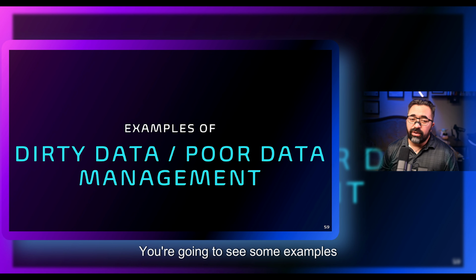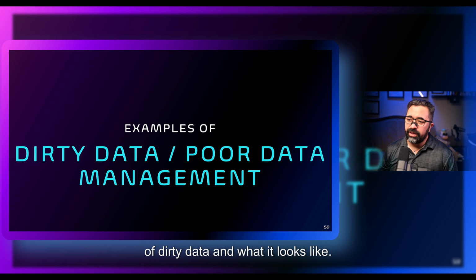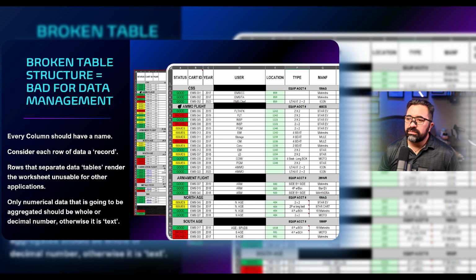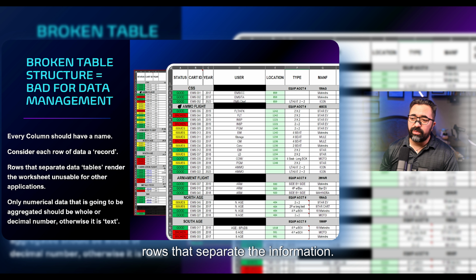Okay, you're going to see some examples of dirty data and what it looks like. This is what I call dirty data. We have an Excel spreadsheet where the column headers are there, but there are row breaks. These row breaks break the information. They don't allow you to connect this data source into any analysis tool, such as Power BI, not without a tremendous amount of cleanup. It's better to simply start off with having every column have a column header and think of each row as a record of information without any rows that separate the information.